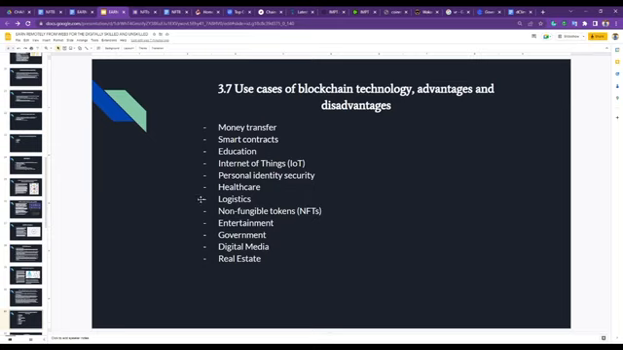Blockchain technology is applied in healthcare projects like DeVita and many other health projects which are out there. Logistics, non-fungible tokens, NFTs, entertainment, it's applied in the government. Remember we talked about voting, and a lot of voting used to happen in government organizations. Digital media, real estate, and many more. So there are a lot of use cases of blockchain technology which you should look out for. They are out there on the internet, and it is open and decentralized, easy for all of us to use.